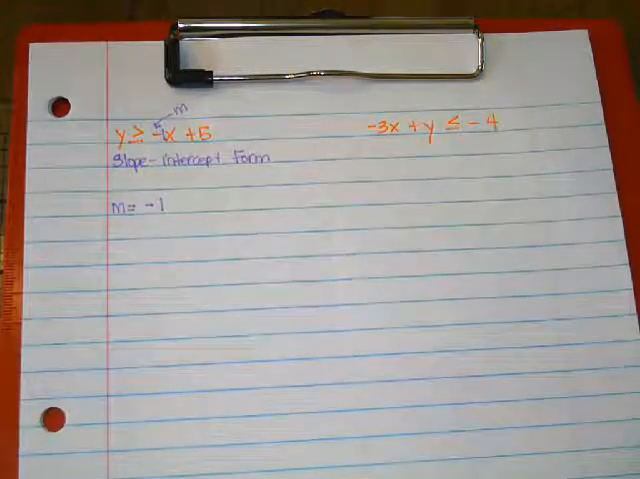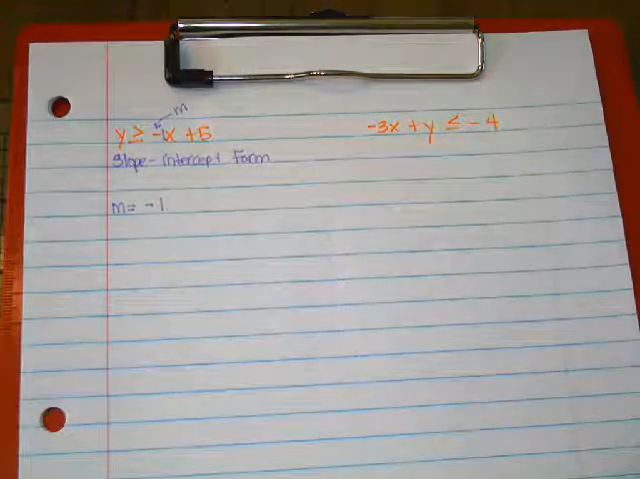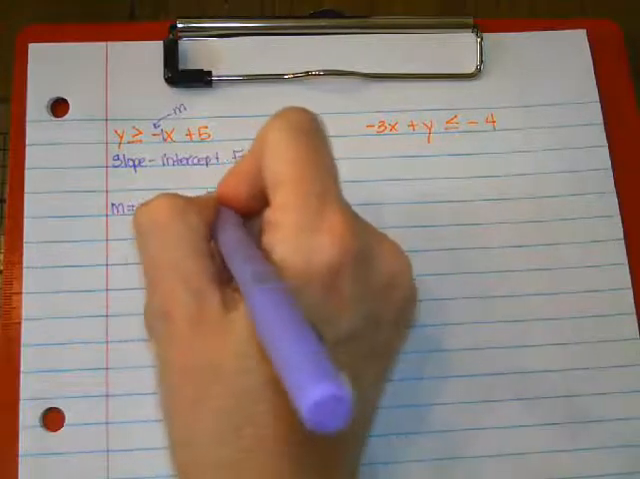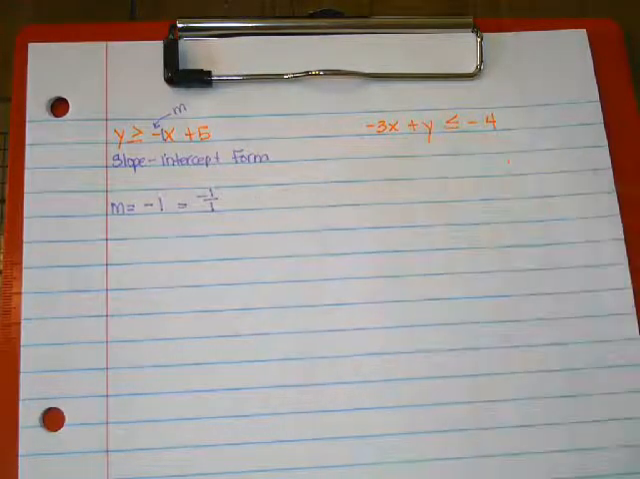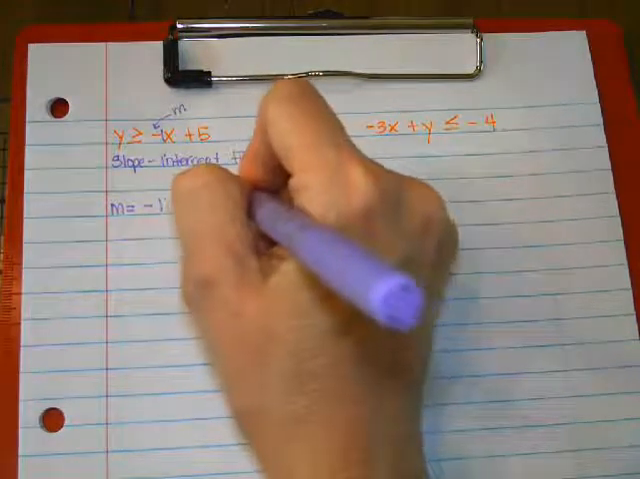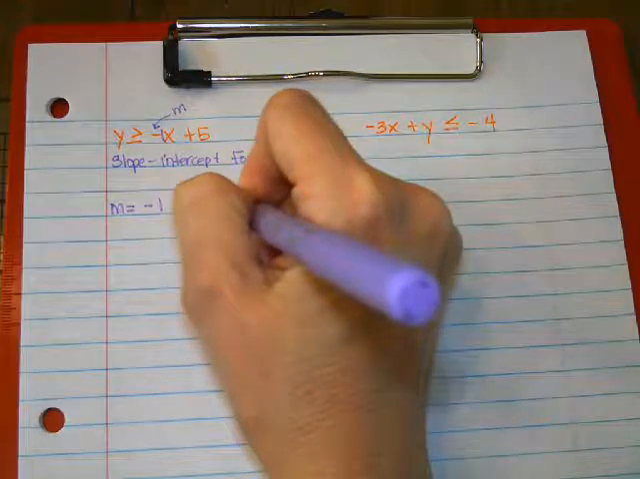Beautiful, Tanaya. So now how can I write that as a fraction, Miss Angel? That's right. I put negative 1 over 1. So Tanaya, what does that mean? That's right. That means I fall 1 and I run right 1.